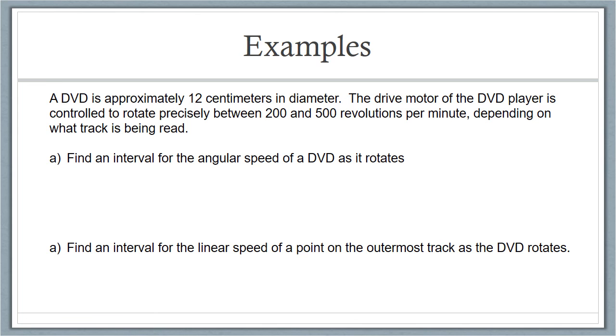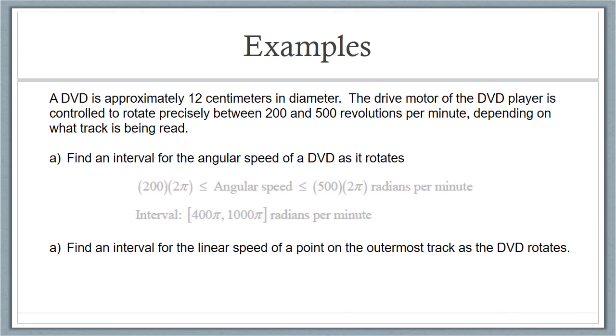All right, so there we go. We know that it goes between 200 and 500. Now, a revolution is 2 pi. So 200 times 2 pi and 500 times 2 pi. And it does that every minute. So it's going between 400 pi and 1,000 pi radians per minute.